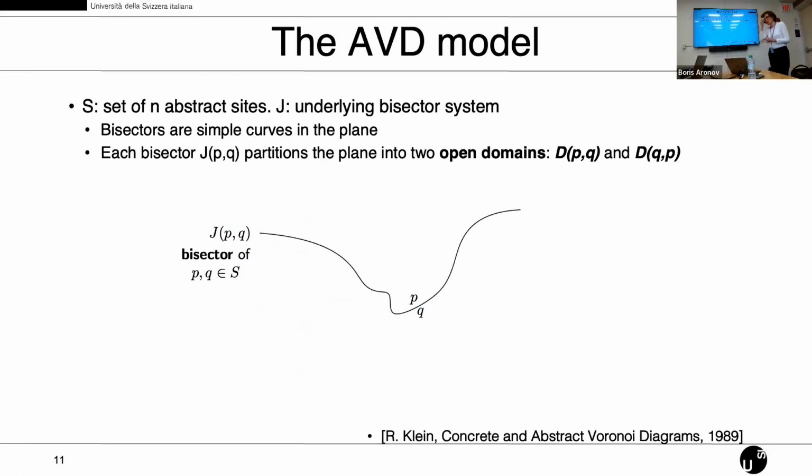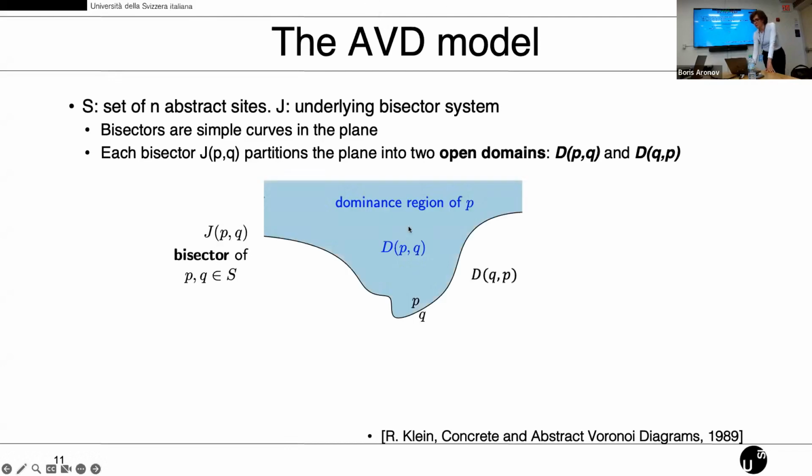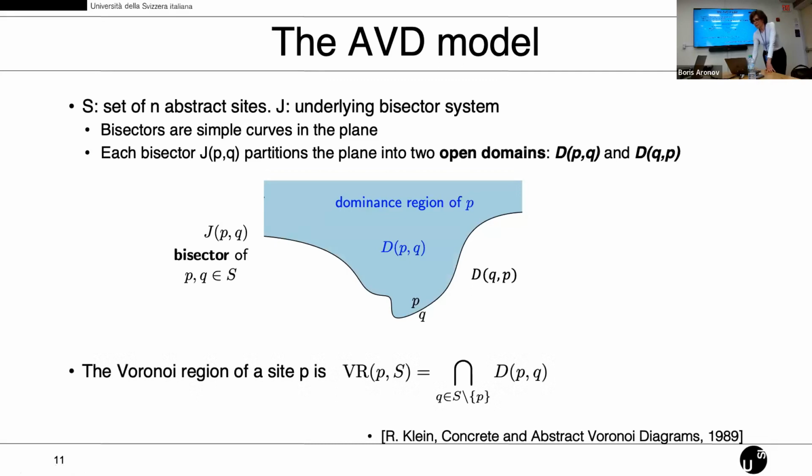So let me review the model of abstract Voronoi diagrams. We have a set of abstract sites S and an underlying bisector system. You see here, bisectors are simply curves in the plane. Each bisector partitions the plane into two open domains, the dominance region of P and the dominance region of Q. And then a Voronoi region for a site P is the common intersection of the dominance regions for site P.